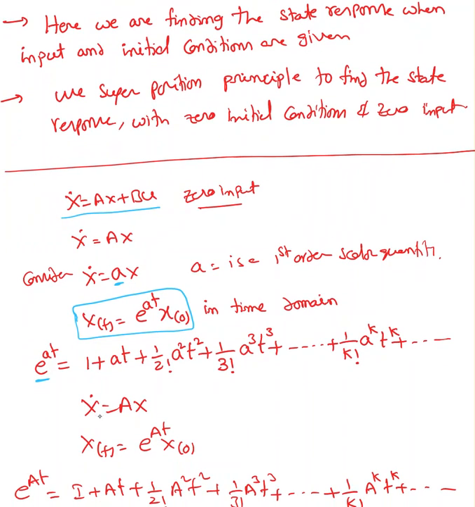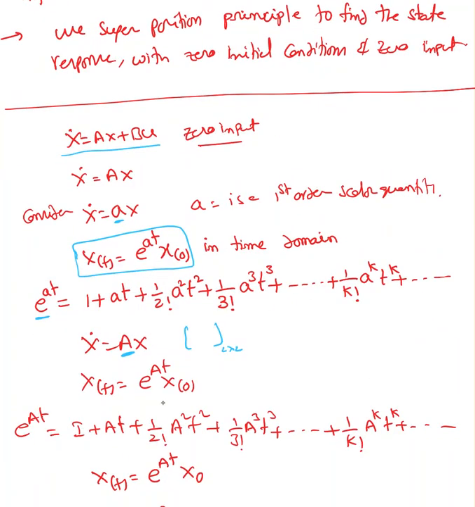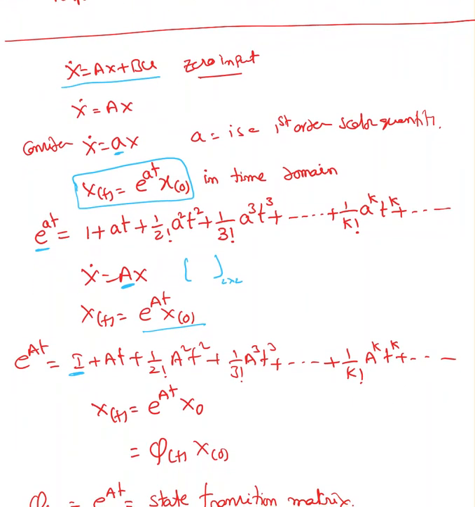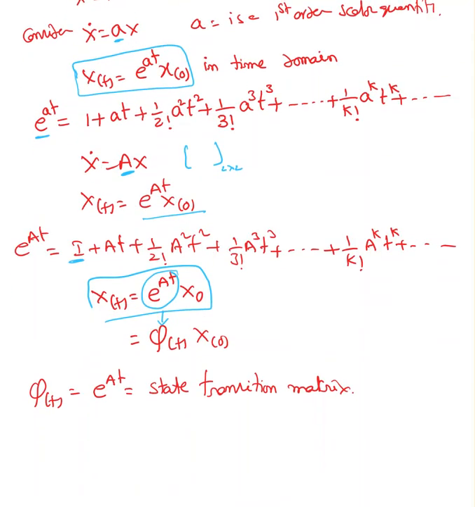Now I'm going to apply the same principle here, x dot equal to Ax. Here my capital A is not a scalar quantity. It is in matrix format. If there are 2 state variables, then it's a 2 by 2 matrix, and if there are 3 state variables, it's a 3 by 3 matrix. So x of t equal to e to the power of At x0, where e to the power of At equal to I plus At plus 1 over 2 factorial A square t square plus 1 over 3 factorial A cube t cube plus etc. Now I'm going to represent e to the power of At as phi of t, where phi of t is called the state transition matrix.